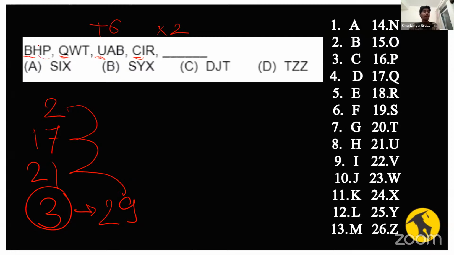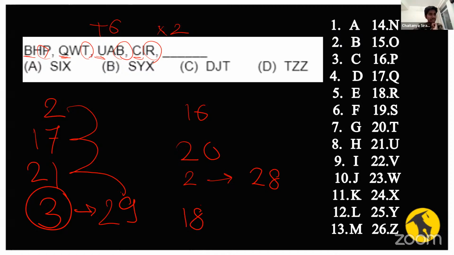So let's try with the last terms now. P, T, B, R. So P is how much? 16. Then T is 20. B is 2. If I write it as after 26, it will be 28. And then R is how much? 18. Again, I can't see any pattern between these as well.